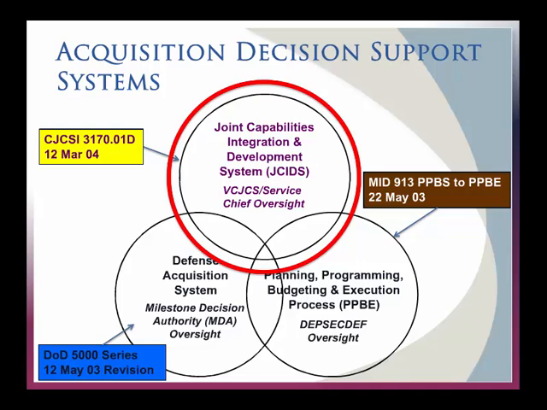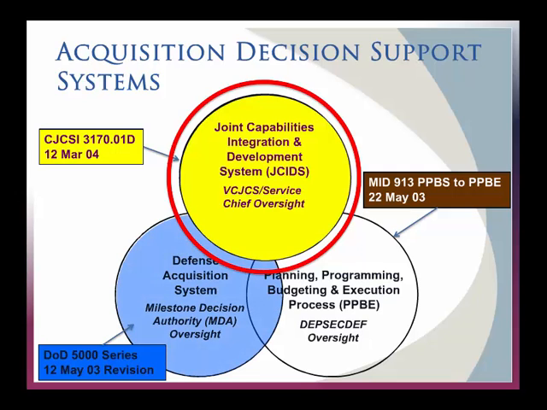So this is a snapshot of the whole acquisition decision support system. There are actually 3 big parts to it, and they are not mutually exclusive. We're going to focus in this module on JSIDs, but there are 2 other pieces. There's also the defense acquisition system.